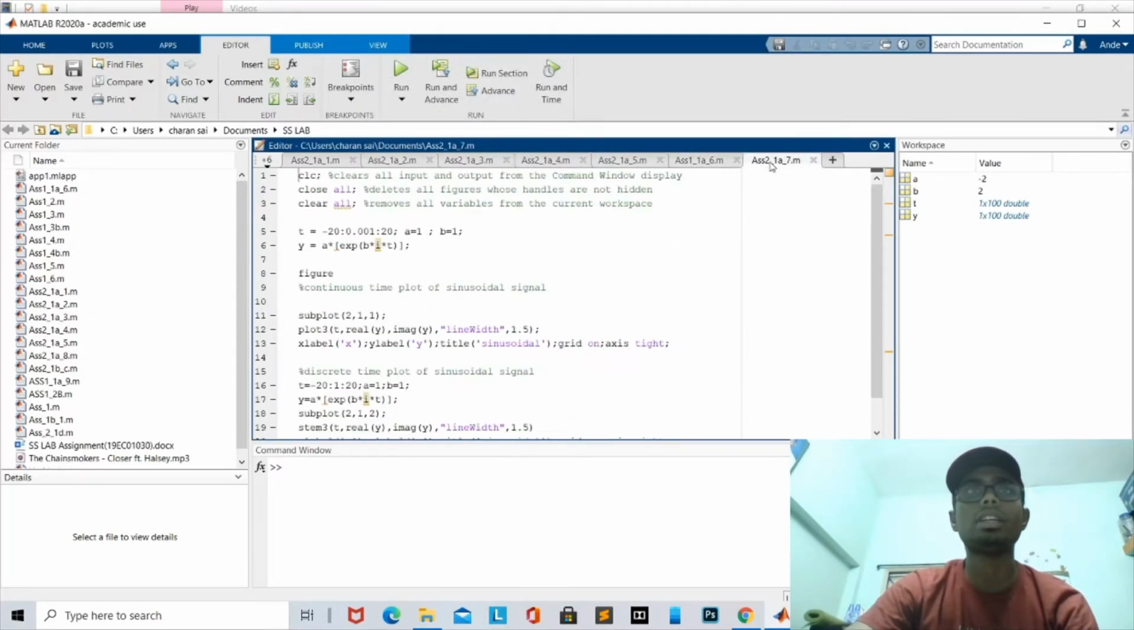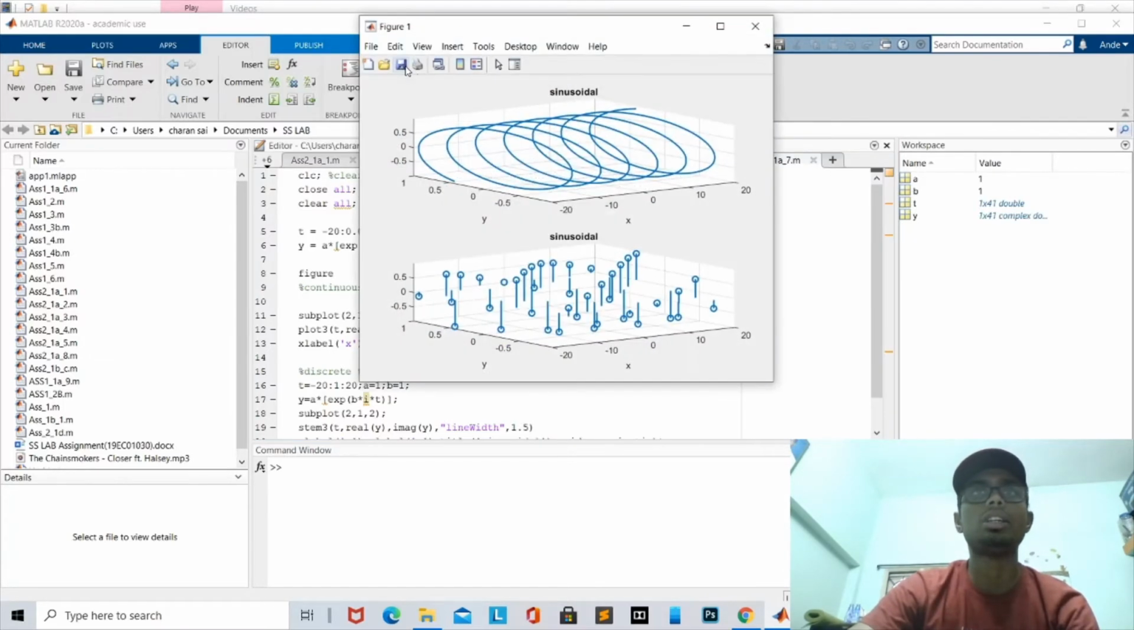And moving to the next one, they are asking us to get a complex sinusoidal signal. What does a complex sinusoidal signal mean? Cos theta plus i sin theta. It can also be expressed as e power i theta. So what I have done is I have used a command like y is equal to a into e power bt by assigning values to everything, and I have plotted the graphs by using plot3 and stem3. So I'll show you the output here. Here comes the output. Here comes the continuous plot of the complex sinusoidal. Here comes the discrete plot of the complex sinusoidal graphs.